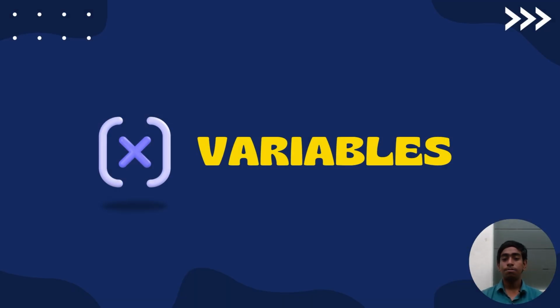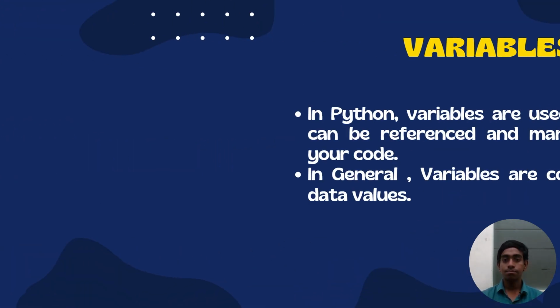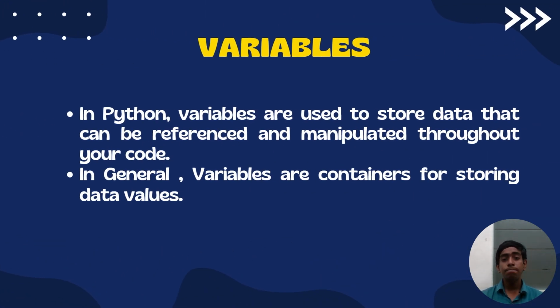Hello everyone. Myself Vinay Vadlakonda, and here I'm going to explain variables. Variables in Python are used to store data that can be referenced and manipulated throughout your code. In general, variables are containers for storing data values. In simple words, a variable is the name of a memory location where we can store different types of values.